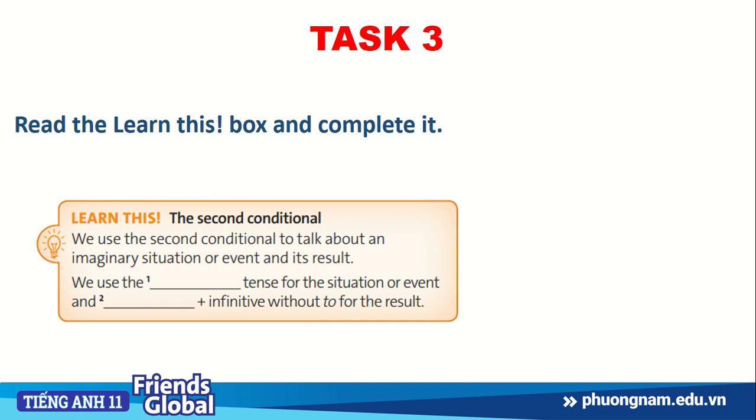The second conditional. We use the second conditional to talk about an imaginary situation or event and its result. We use the past simple tense for the situation or event and would plus infinitive without to for the result. Chúng ta sử dụng quá khứ đơn cho tình huống và would cộng động từ nguyên mẫu cho kết quả.